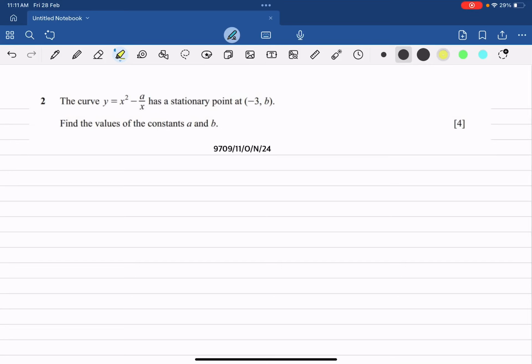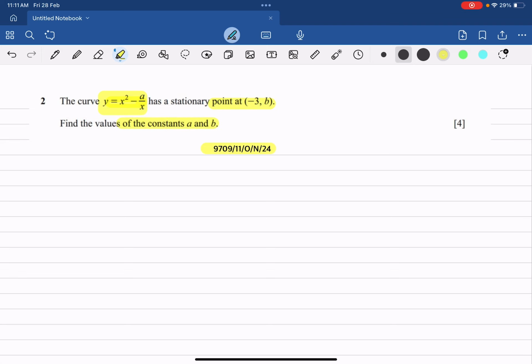Hello everyone, today we have a question from differentiation. The source is paper 1, variant 1, October-November 2024. The question says the curve y is equal to x squared minus a over x has a stationary point at minus 3 comma b. Find the values of constants a and b.